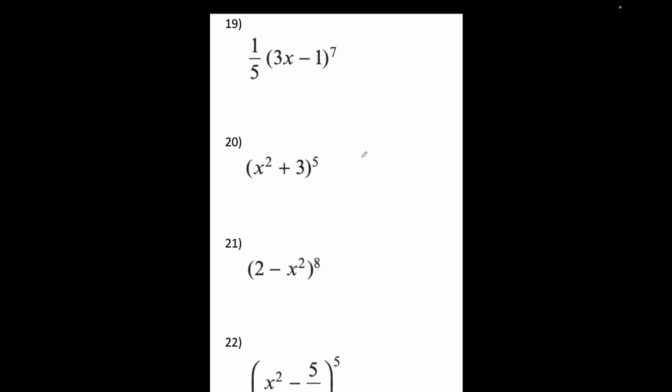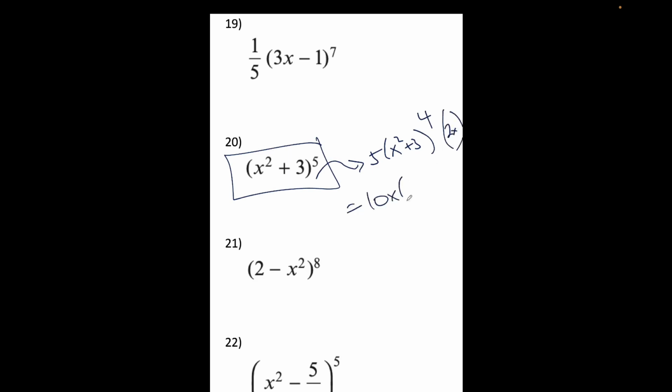Special rule. If you have any questions, ask at the end, but we're going to complete this tutorial right now. This is going to be the same thing as 5 bracket x squared plus 3 to the power of 4, no confusions, as in this is the special case, times the whole thing by the differentiation side, which is 2x, which you can tell is simplified into 10x bracket x squared plus 3 to the power of 4.